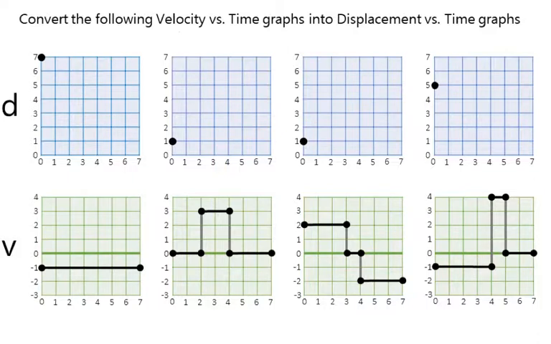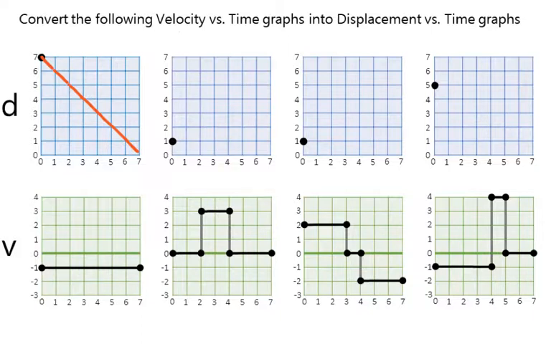So I know if it started at 7, in 1 second it's going to end up at 6, in another second it's going to be at 5, in another second at 4. So the velocity of this graph is negative 1. So my velocity matches the graph of the velocity. So the distance graph is going to be having the velocity of a negative 1.